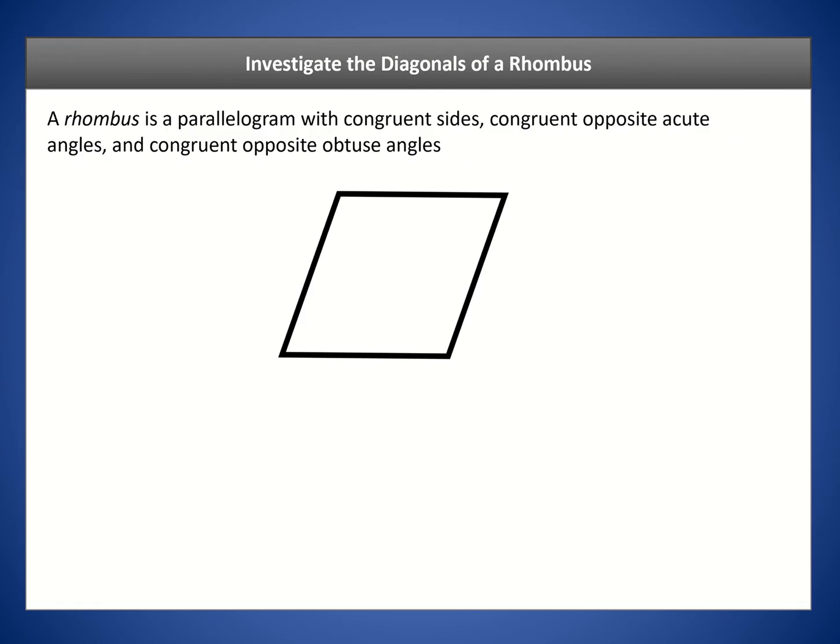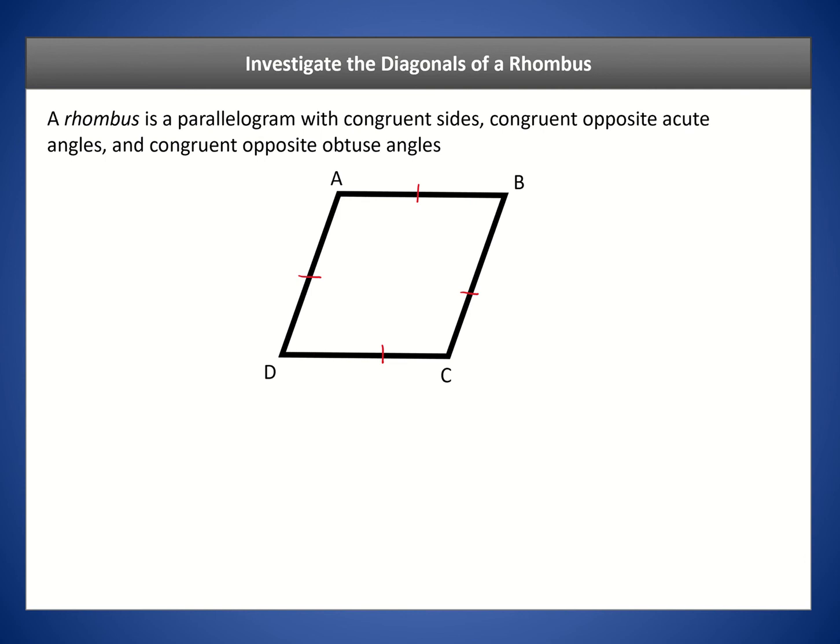We know that a rhombus is a parallelogram, but it's a parallelogram specifically with congruent sides. So each of the sides is the same length. It also has congruent opposite acute angles and congruent opposite obtuse angles. So that's generally what a rhombus is. The sides are congruent, and the opposite angles are congruent. But the angles next to each other are not necessarily equal to each other.